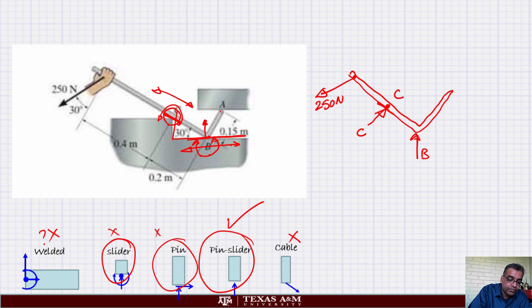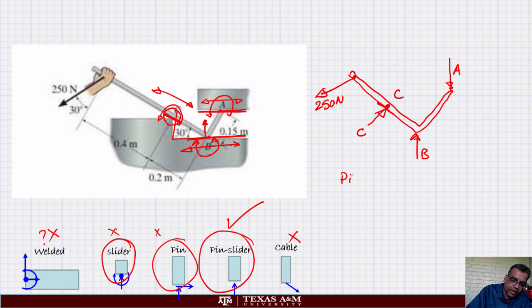What about point A? If point A were the only joint that was present, it will allow me to slide this way and it will allow me to rotate like that. So it's also a pin slider. So I'm going to put A like that because this is the surface of contact.